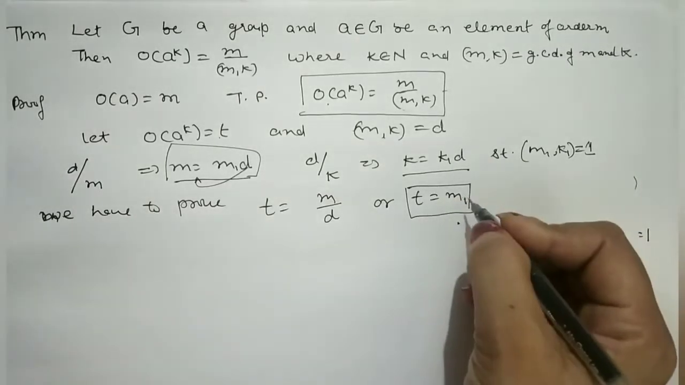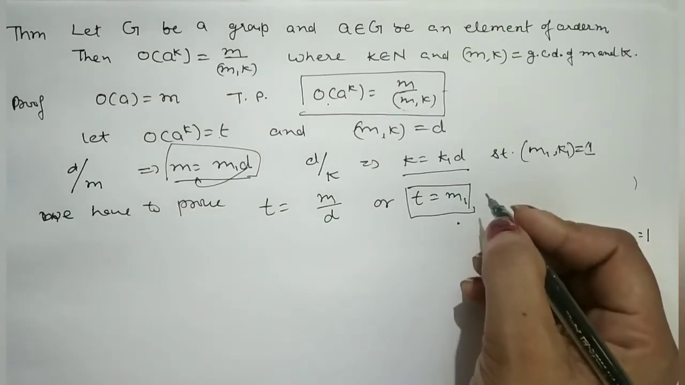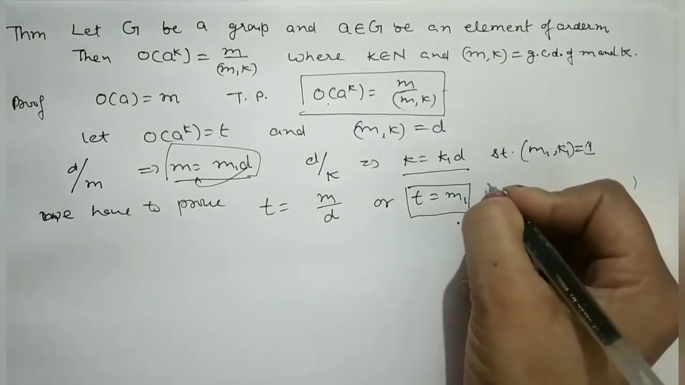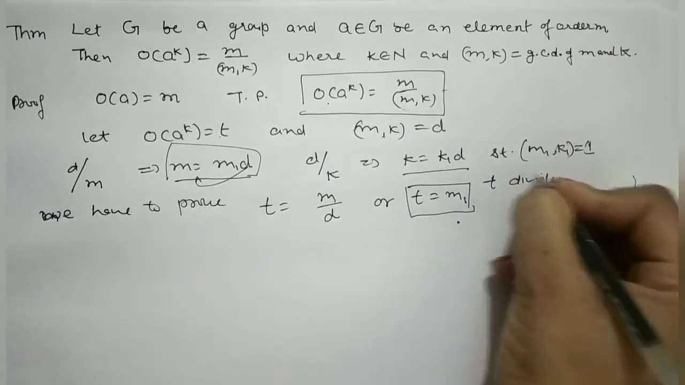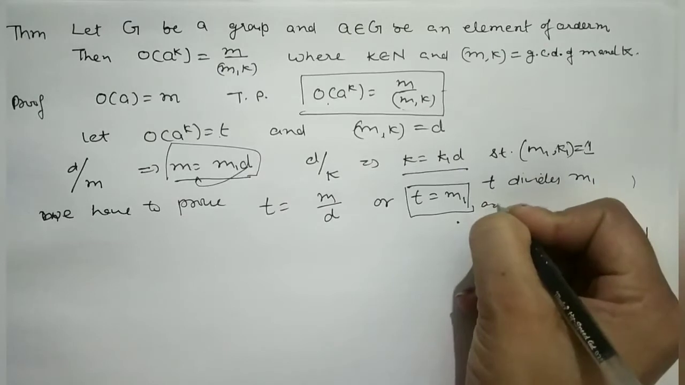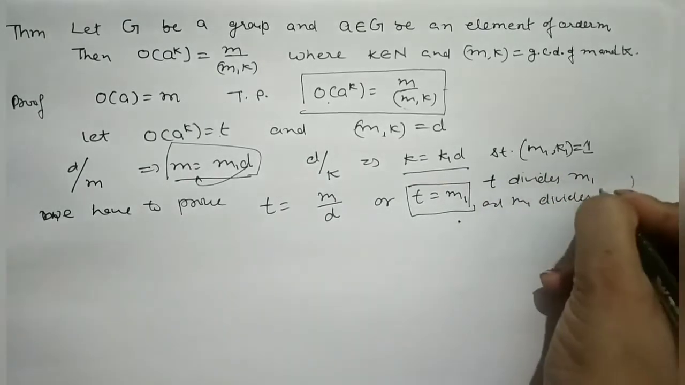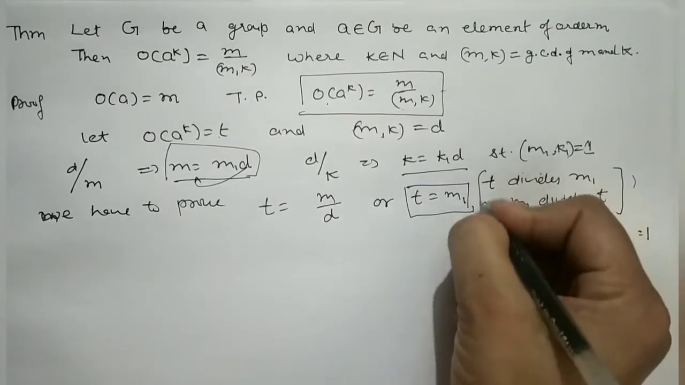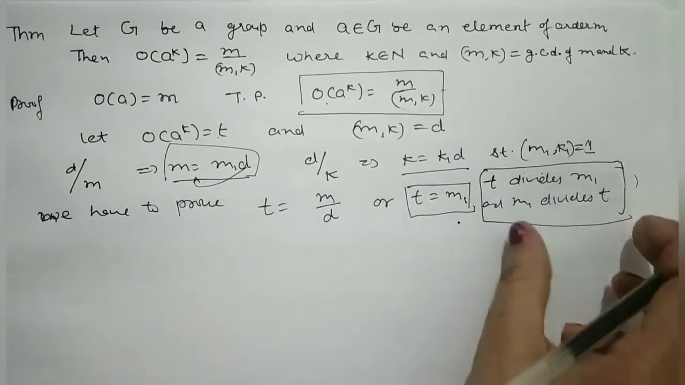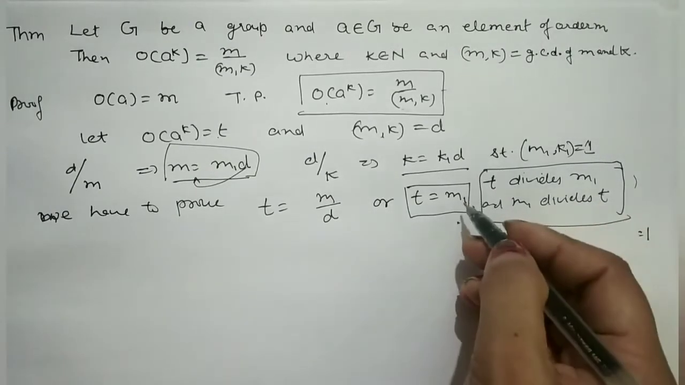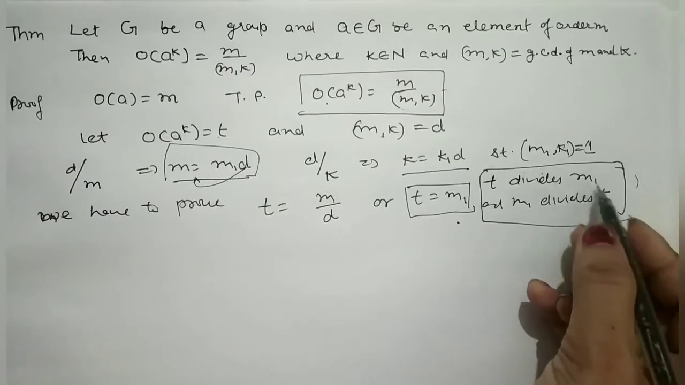And to prove two integers equal, it is enough to prove that both divide each other. That means we will prove t divides m1 and m1 divides t. This is for you to remember. No need to write it here. I have written this here because to prove two numbers equal, we need to prove these two things.